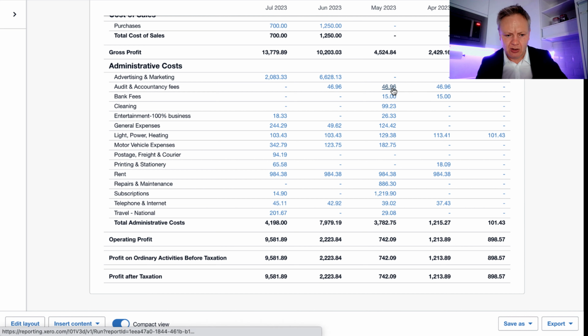So accounting audit is $49.96, no difference there. £15 for bank fees. Cleaning, extra 99, but is that the big number? No. It should be investigated, because why will cleaning fee there and not the other months?